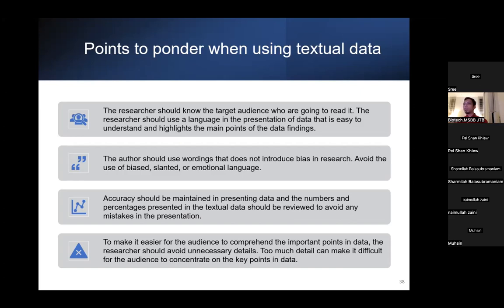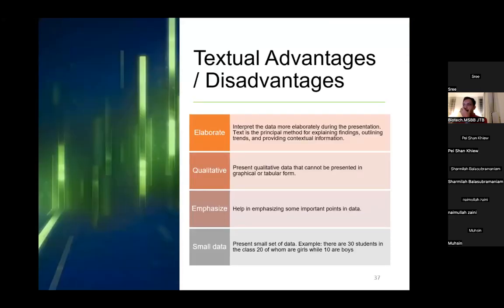So accuracy should be maintained in presenting data, and the numbers and percentages presented in the textual data should be reviewed to avoid any mistakes in the presentation. Sometimes you have the data already in the table, but you want to highlight or emphasize it in your text. When you emphasize it in your text, you must ensure that the values you use in the text are the correct ones, as put in the table. Or if not put in a table, not put anywhere, like the previous one, or this one, the numbers must all be correct.